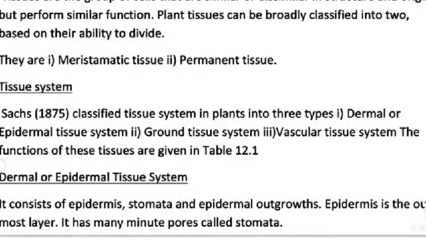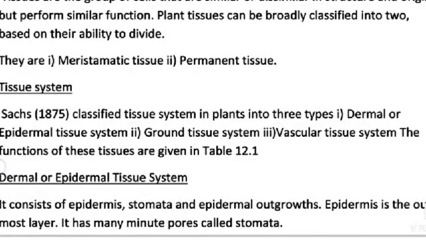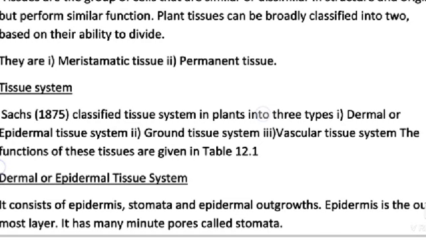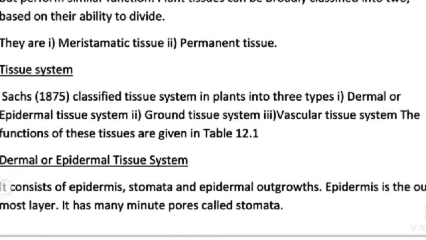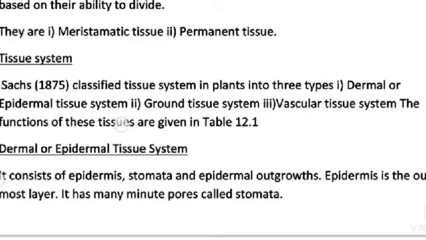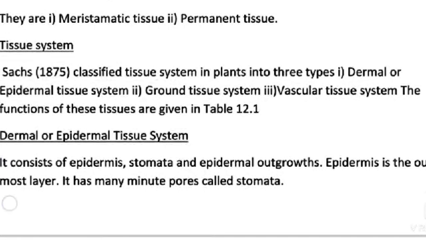Tissue system. Sachs, in 1875, classified the tissue system in plants into three types: first, the dermal or epidermal tissue system; second, the ground tissue system; and third, the vascular tissue system. The functions of these tissues are given in the table. See the table.